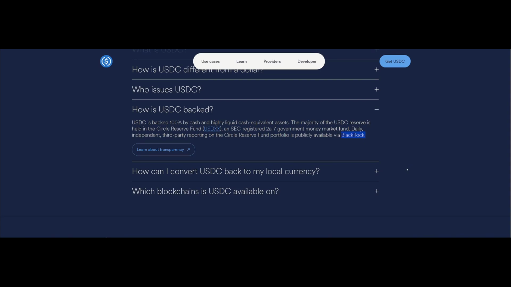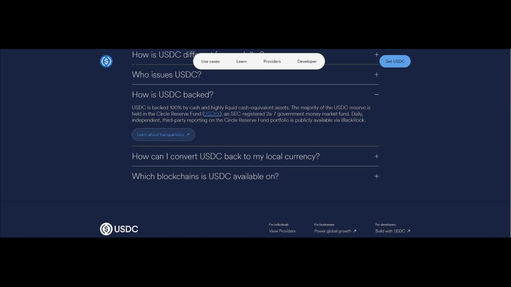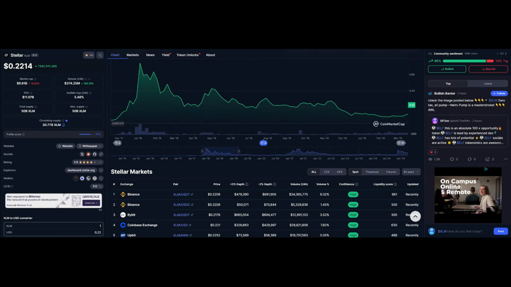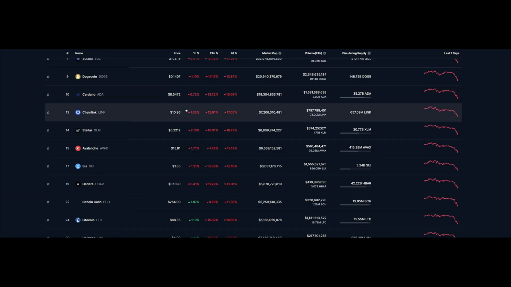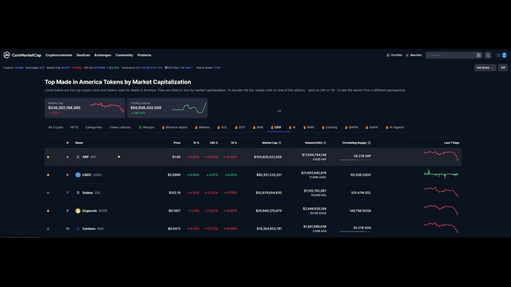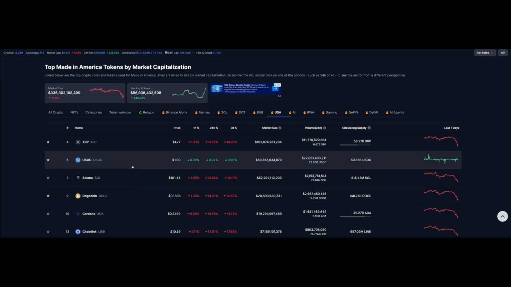Come on. Oh my God. Look at that. BlackRock, White Rock, BlackRock, right? You couldn't make this stuff up. You know what this is? This is the top made-in-America tokens by market cap, right? USA. This is their stuff. Okay. This is the US.